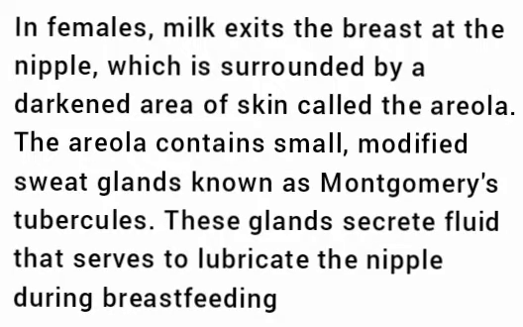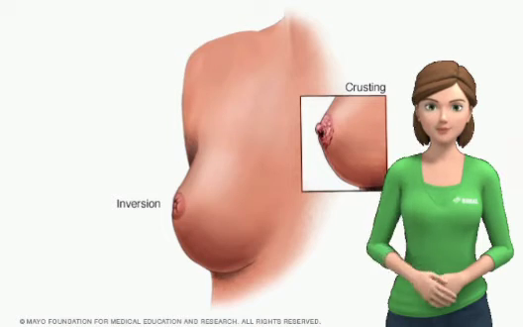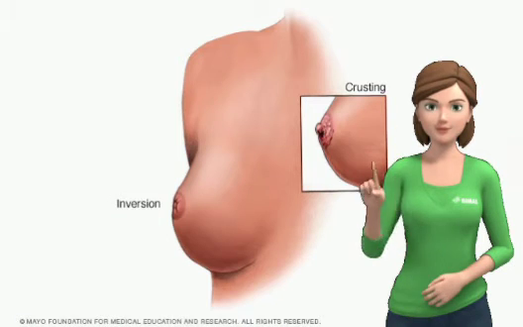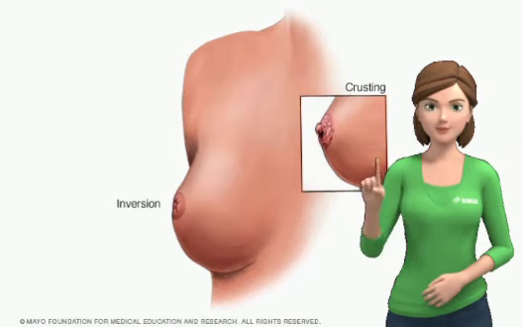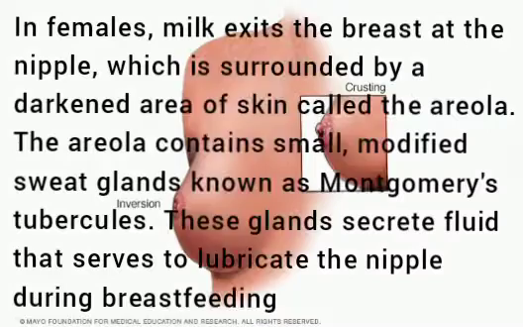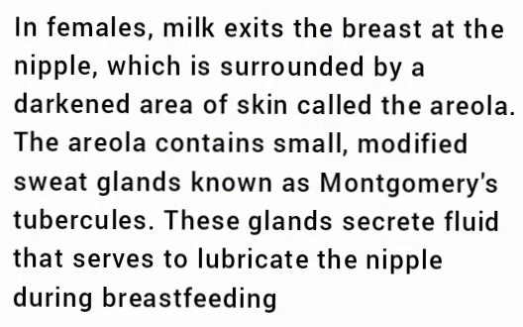In females, milk exits the breast at the nipple, which is surrounded by a darkened area of skin called the areola. The areola contains small, modified sweat glands known as Montgomery's tubercles. These glands secrete fluid that serves as a lubricant to the nipple during breastfeeding.